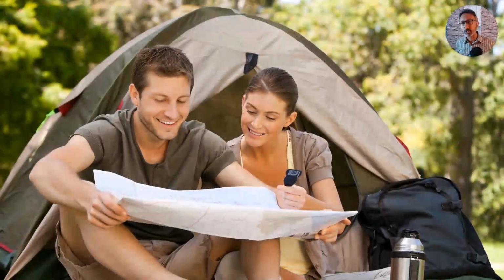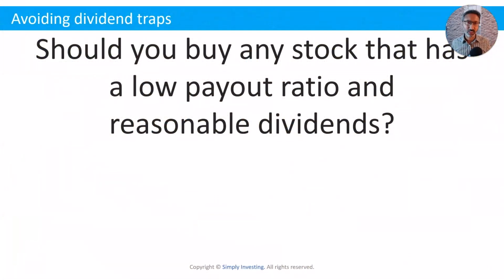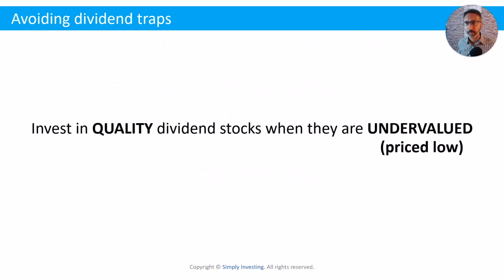So does this mean that Jack and Jill can now go out and buy any stock that has a low payout ratio and a reasonable dividend? Can they just go ahead and start doing that today? And the answer is no. There's a couple of other things we want to look at. We want to look at not just dividend stocks, but quality stocks. So don't put your money in any stock that pays reasonable dividends and the yield is reasonable. We want to make sure it's a quality stock.